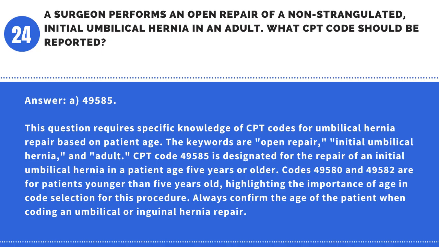49,585. This question requires specific knowledge of CPT codes for umbilical hernia repair based on patient age. The keywords are open repair, initial umbilical hernia, and adult. CPT code 49585 is designated for the repair of an initial umbilical hernia in a patient age 5 years or older. Codes 49580 and 49582 are for patients younger than 5 years old, highlighting the importance of age in code selection for this procedure. Always confirm the age of the patient when coding an umbilical or inguinal hernia repair.